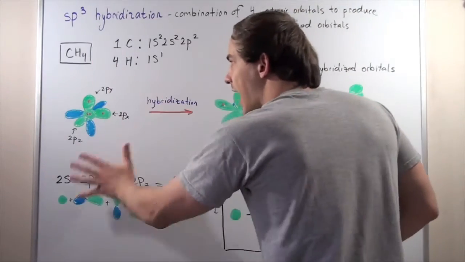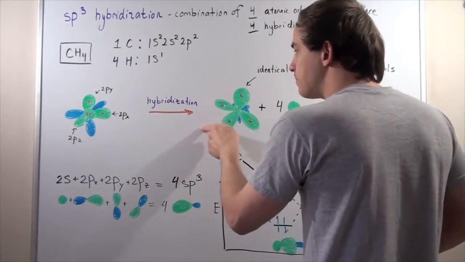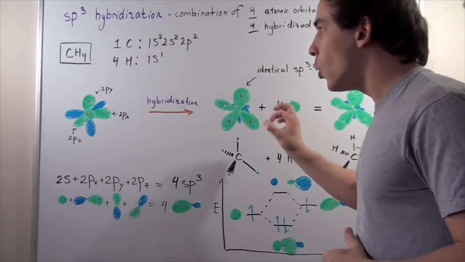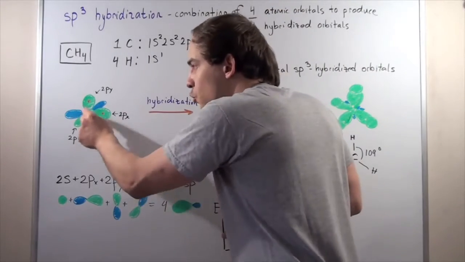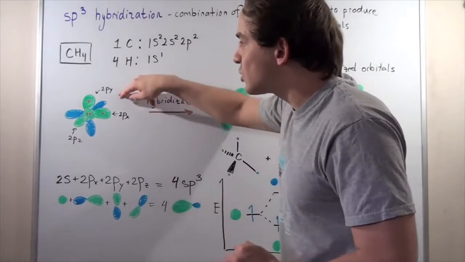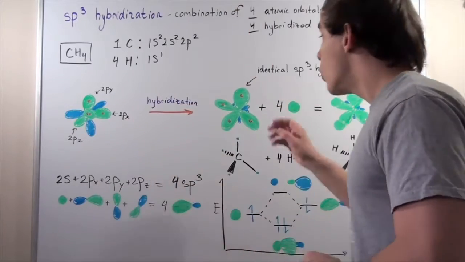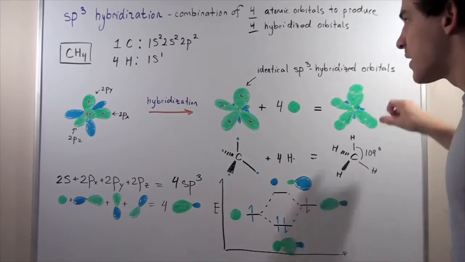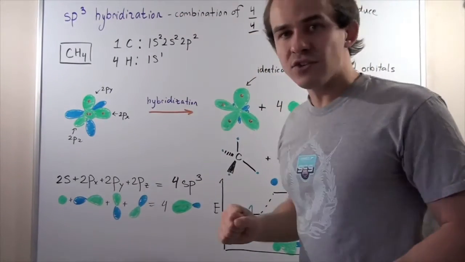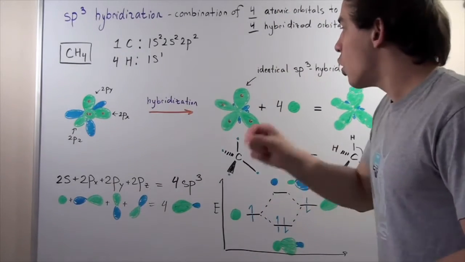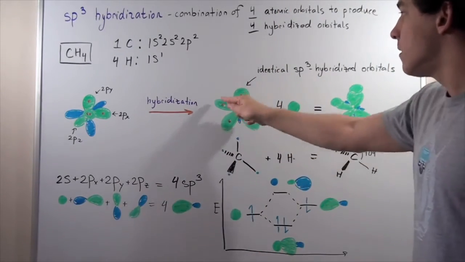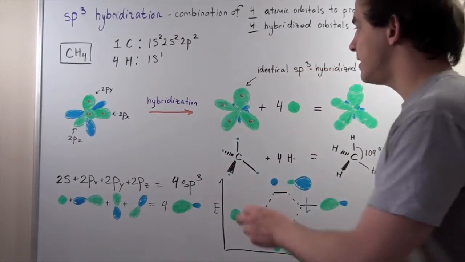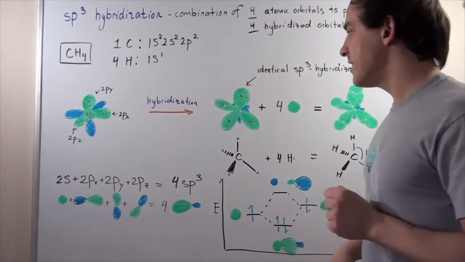So this guy undergoes hybridization. We get the following depiction. So now our carbon atom no longer has that individual 2s and these individual 2px, 2py, 2pz's. Instead, we have 4 identical sp3 hybridized orbitals. And since we have 4 valence electrons, each valence electron goes into each of the 4 identical sp3 hybridized orbitals. So 1 goes into here, 1 goes into here, 1 in here, and 1 in here.